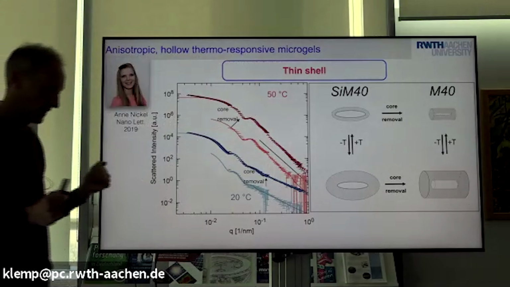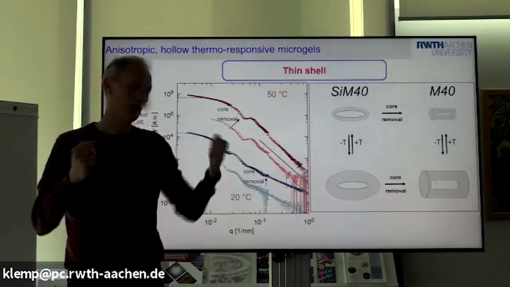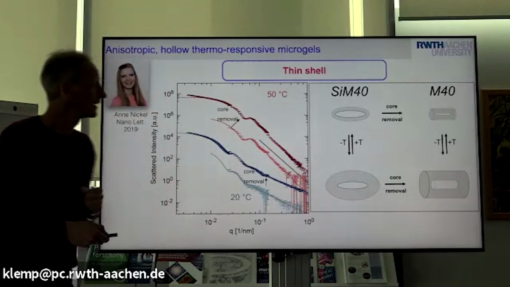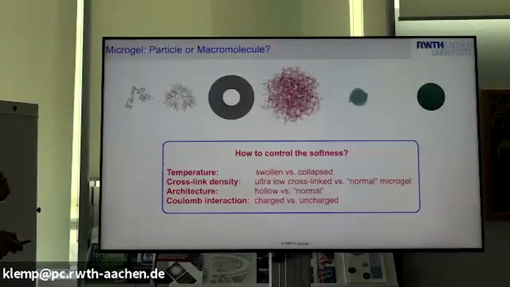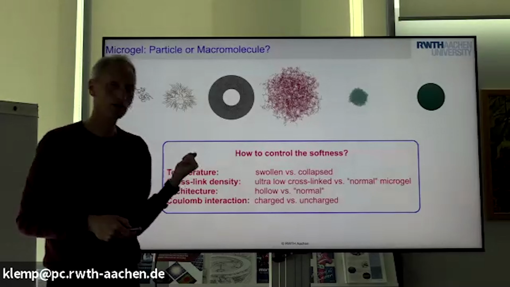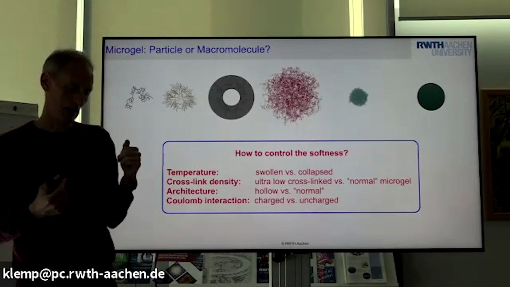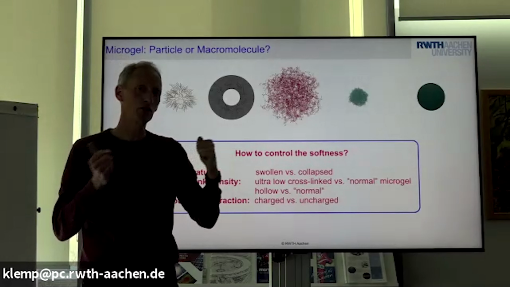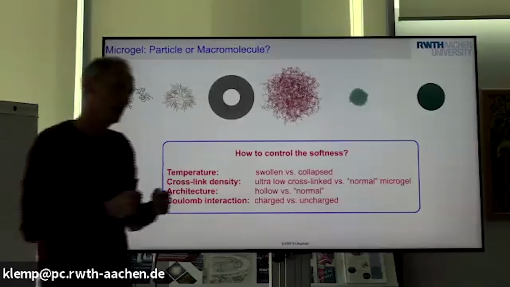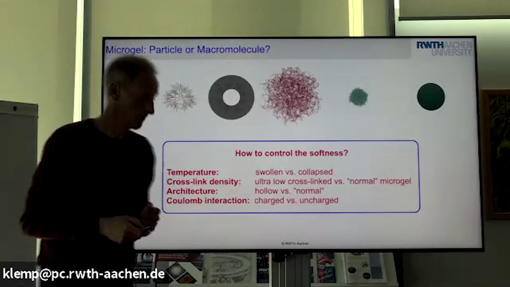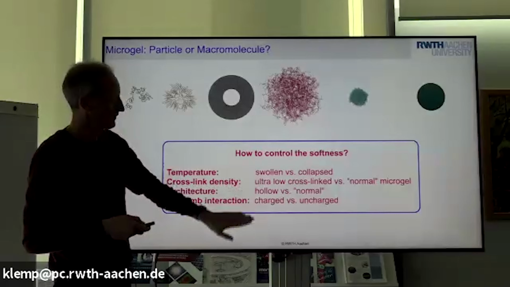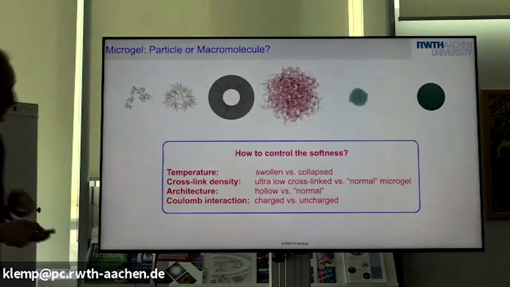Okay, so we have objects where we can make different structures, different compartments, and they are responsive to temperature or pH. Now, is this rather a particle or is this rather a macromolecule? So how can we change the softness? And one idea would be to change, for instance, the crosslink density. We could also think about charges. We have done this, but I will not touch this in my talk today.